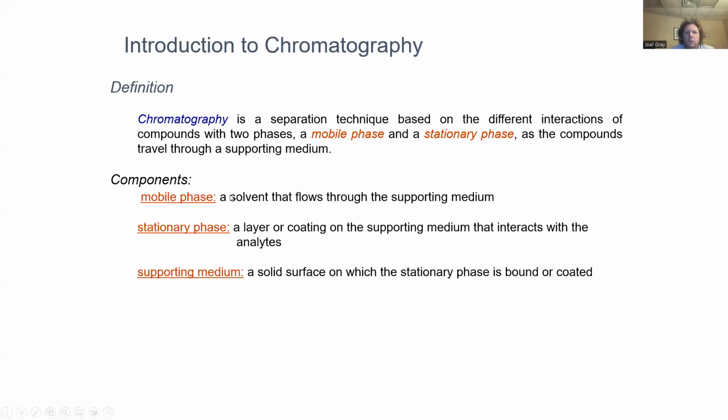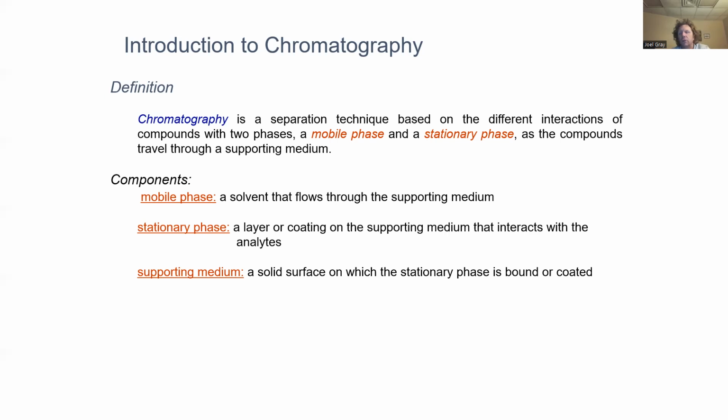So, for starters, chromatography is a separation technique based on different interactions of a compound with two phases, a mobile phase and a stationary phase, as the components flow through a supporting medium. The mobile phase is a solvent that flows through a supporting medium.